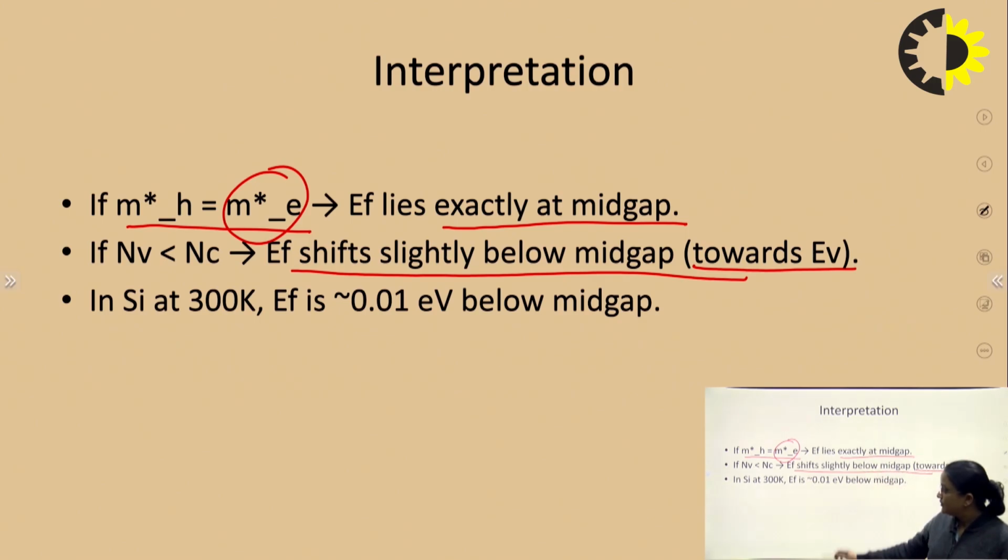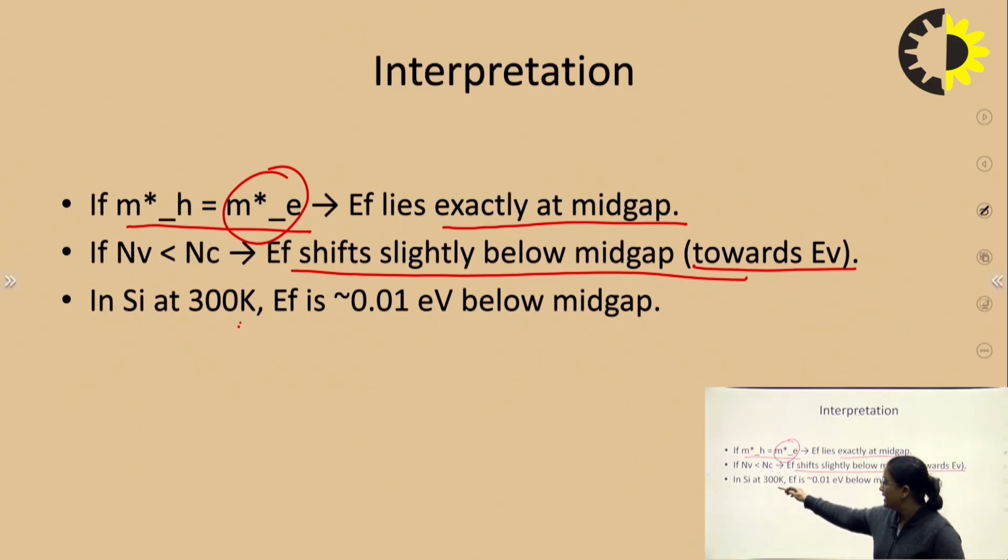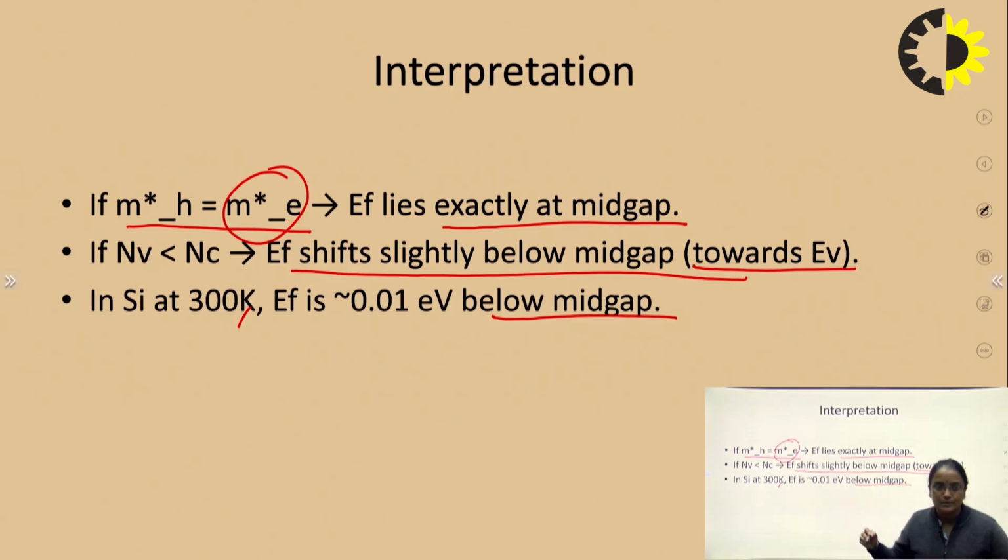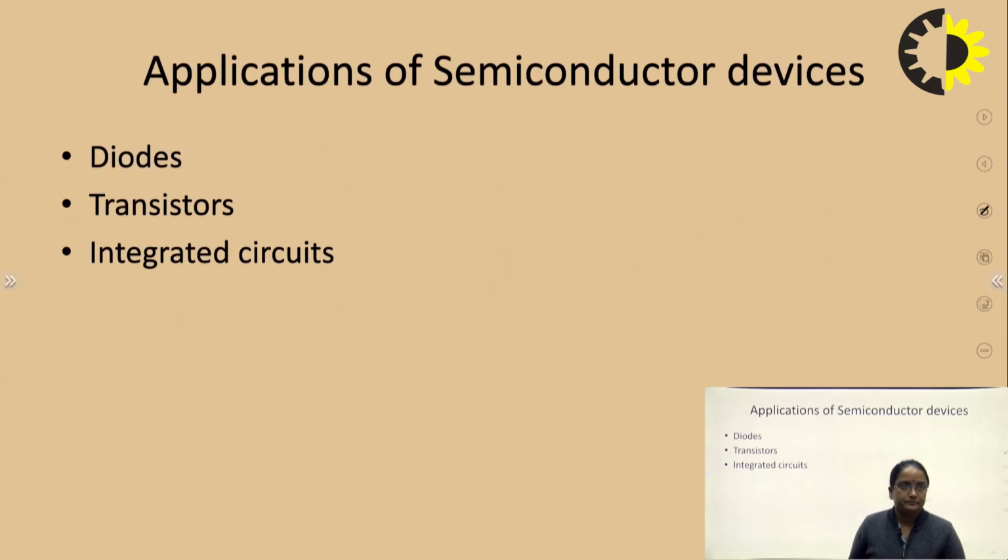Next, that is of silicon at the temperature of 300 Kelvin. The change in the position of the Fermi level is that EF is approximately 0.01 electron volt below the mid gap. That means there will be a decrease in the position of the Fermi level, which is around 0.01 electron volt. Now coming on to the applications of semiconductor devices, they are widely used in diodes, transistors and integrated circuits.